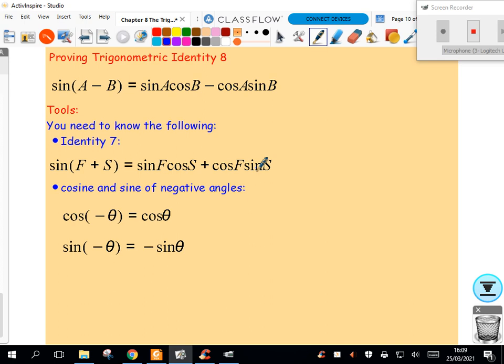You also need to know how to find the cosine and sine of negative angles. The cosine of any negative angle is equal to the cosine of the positive of that angle. The sine of any negative angle is negative the sine of the angle. Okay? I suppose just thinking about that. So cosine of negative 45 would equal cosine of 45. Sine of negative 45 would be the negative of sine of 45.